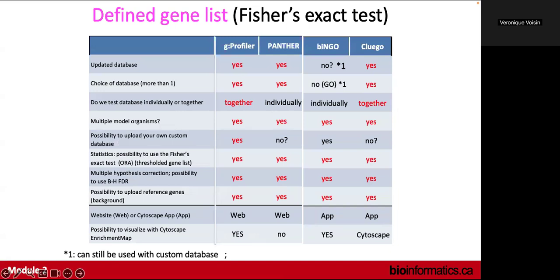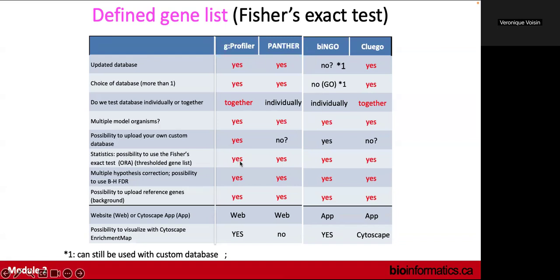So here we present different tools like g:Profiler, PANTHER, BiNGO, and ClueGO. And g:Profiler is the one that we are choosing to show you during this workshop. Does g:Profiler have updated databases? Yes. More than one pathway database to choose from? Yes. We can use these databases individually or together, so there are different options available. Does it cover multiple organisms? Yes. We can also upload a custom database, a custom GMT file, a custom pathway database.